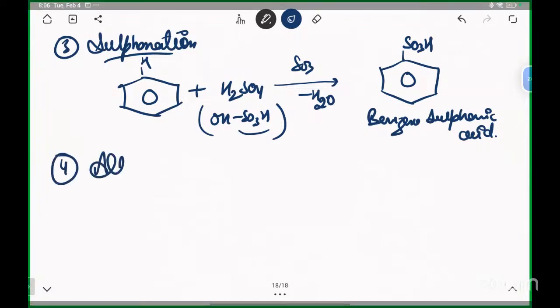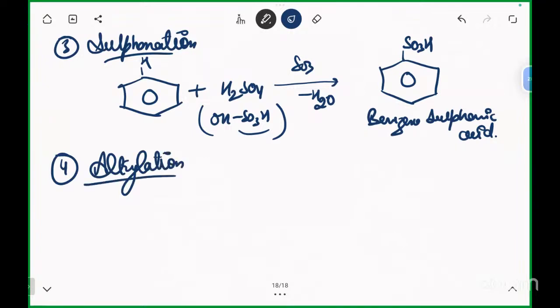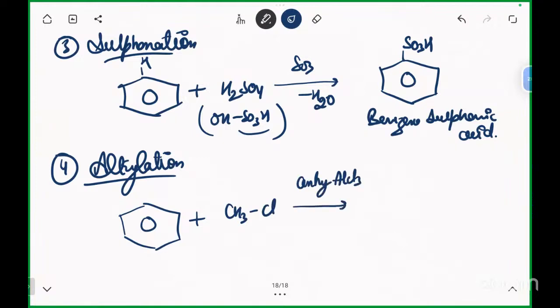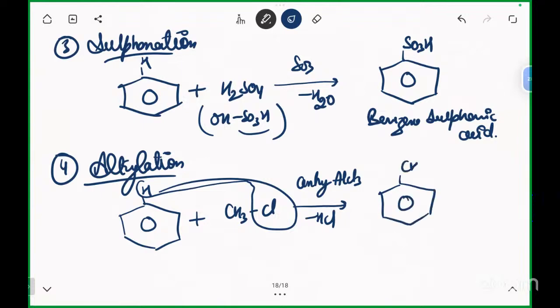Fourth one is alkylation. Benzene reacts with CH3Cl in the presence of anhydrous AlCl3. H will take the Cl and give out HCl. The remaining CH3 will come on top of the benzene. Benzene along with the CH3 is called toluene, or you can say methyl benzene. Now the question can be asked: how can you convert benzene into toluene? How can you convert benzene into methyl benzene?